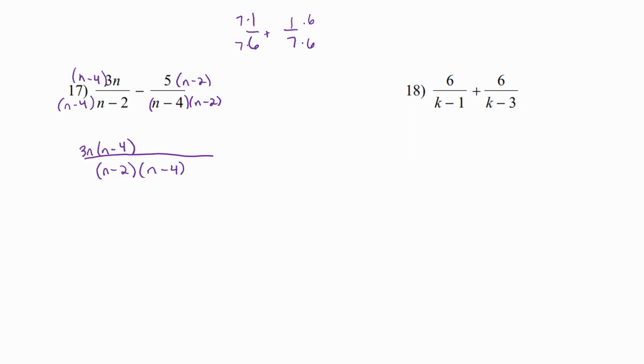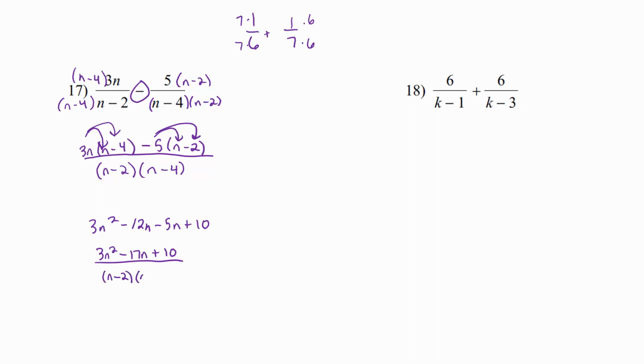I have 3n times n minus 4. I've got minus 5 times n minus 2. And that's important because we're going to distribute that negative as well as the 5. We're also going to distribute the 3n. This is 3n squared minus 12n minus 5n plus 10. So 3n squared minus 17n plus 10 is going to be over our denominator. You never, ever, ever need to multiply out this denominator, because if anything, we want to factor the top of this to see if there's something that will cancel.